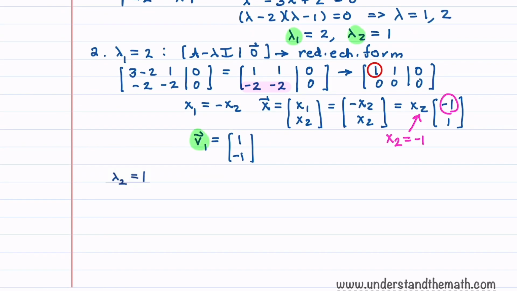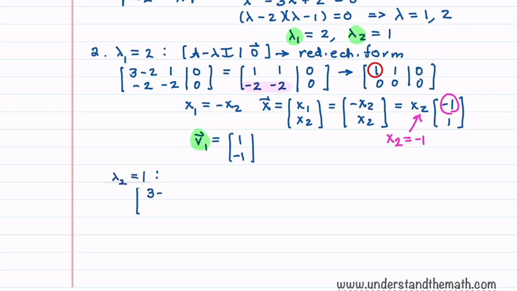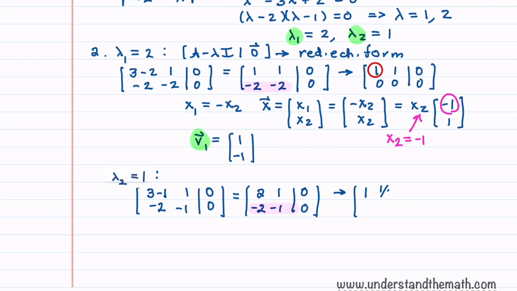Now we're going to find the eigenvector corresponding to lambda 2 equal to 1. We're going to do the same thing. We're going to take A minus lambda I, augment it with 0, and put it in reduced echelon form. We're going to subtract 1 off the main diagonal elements of our matrix A. So we have 3 minus 1, 1, minus 2, and minus 1. We'll augment it with 0, and then let's see what this gives us. We have a 2, a 1, a minus 2, and a minus 1. It's really nice that our second row is a repeat of our first row, so that row is going to go to 0. And at the same time, let's divide row 1 by 2. So we end up with 1, 1 half, 0, 0, 0, 0.